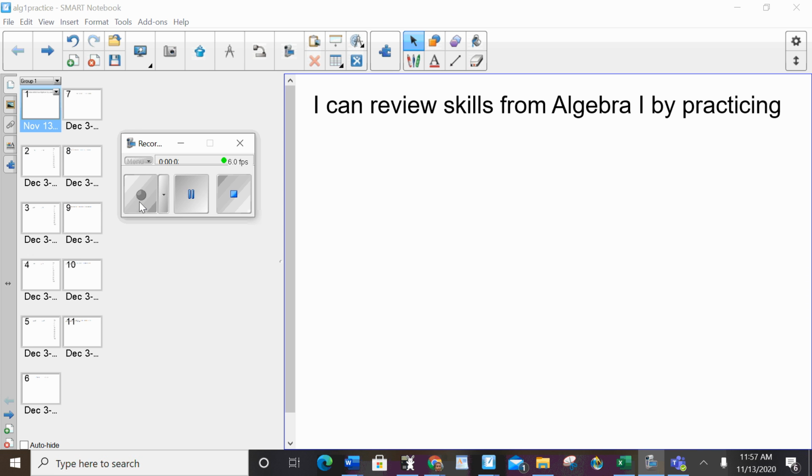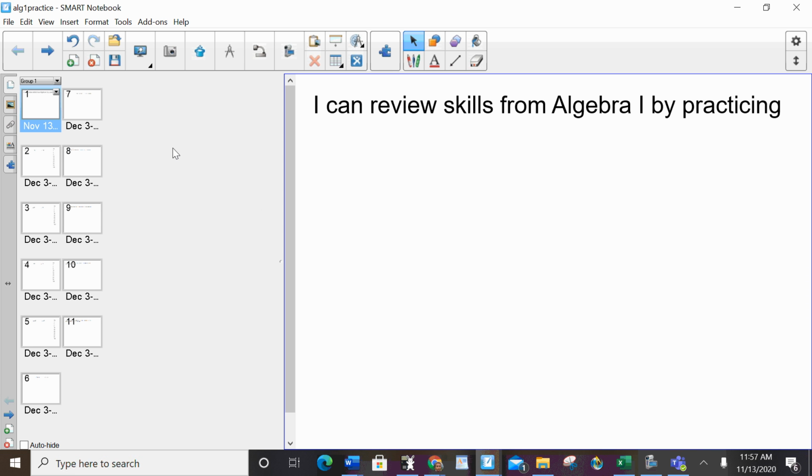Hi everybody! Today I can review skills from Algebra 1 by practicing. There's 3 skills we're going to learn today. One of them definitely comes up a lot more than the other 2, so that's the one we're going to talk about first, reducing radicals. Then we're going to talk about solving quadratic equations, and then we're going to talk about in terms of x. These are all things that you learned back in Algebra 1. They come up sometimes in geometry, especially in this unit, which is why we're spending today doing that.